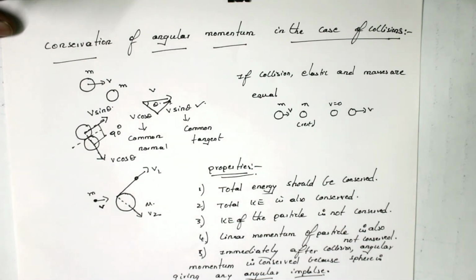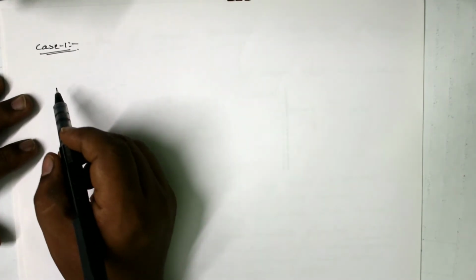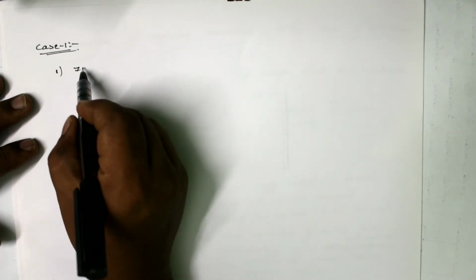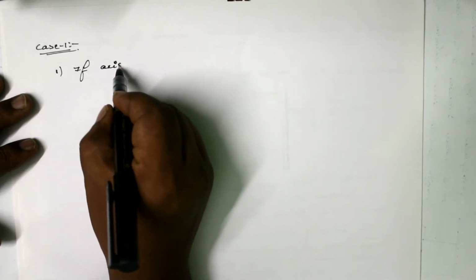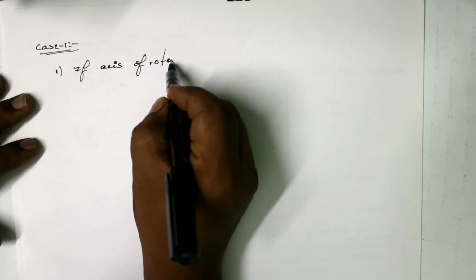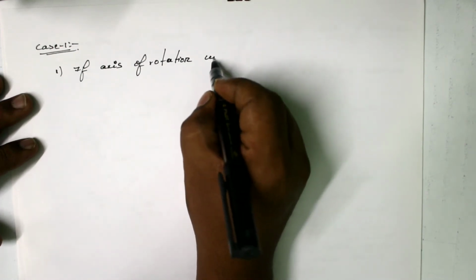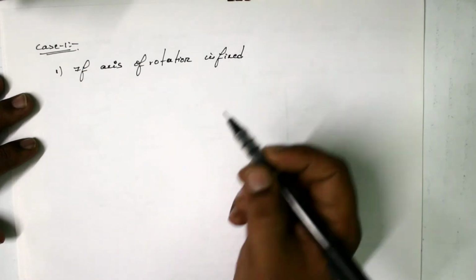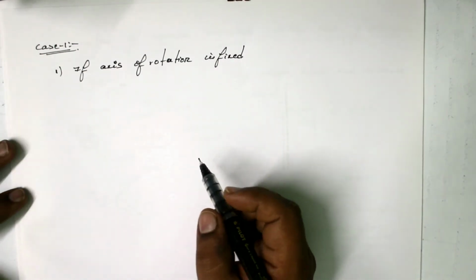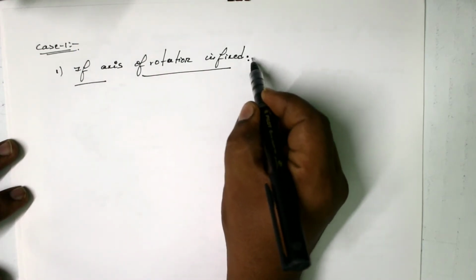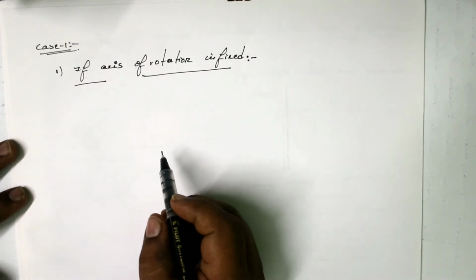So now let us try to study these collision conditions in two types of cases. For example, case number 1. What is case number 1? Case number 1 is if the axis of rotation is fixed. That is, a body after collision is revolving around a fixed axis. In this condition, let us see what considerations we can use.